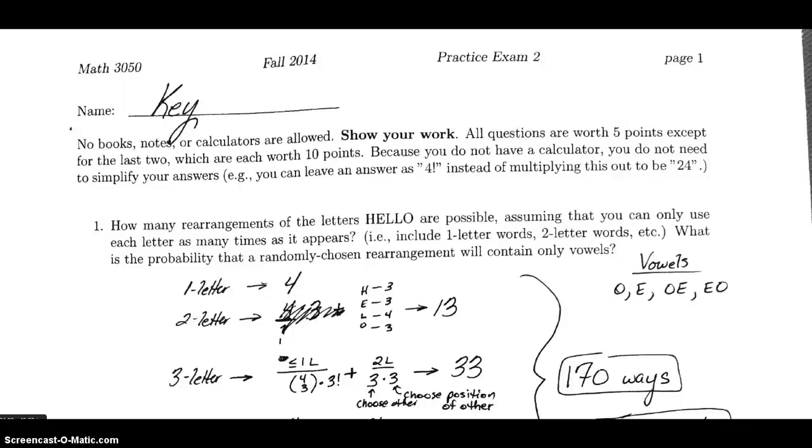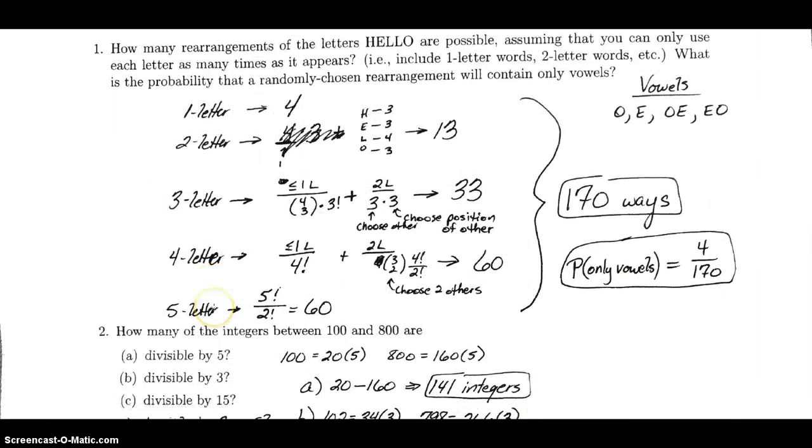All right, getting into the fun stuff. Probability. So this was practice exam 2, and starting off with how many rearrangements of hello are possible, assuming you can only use each letter as much as it appears.